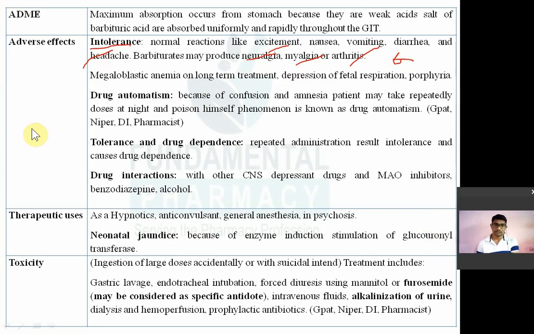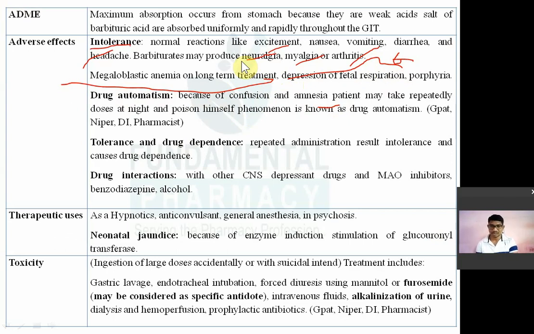Next one is megaloblastic anemia. Long-term treatment with barbiturates can result in megaloblastic anemia. Then depression of fetal respiration: if a pregnant woman takes these barbiturates, there may be a chance of depression of respiration of the fetus in the mother's womb.